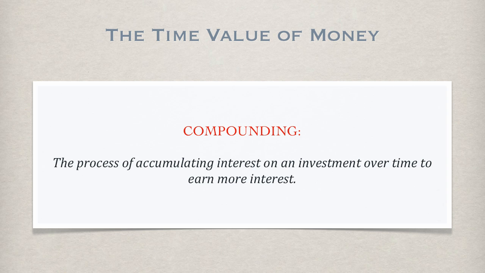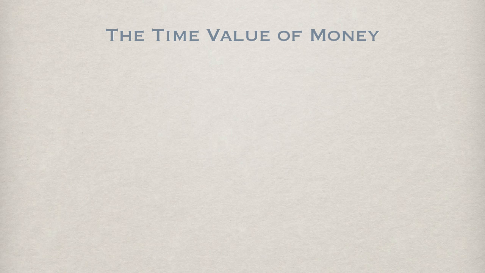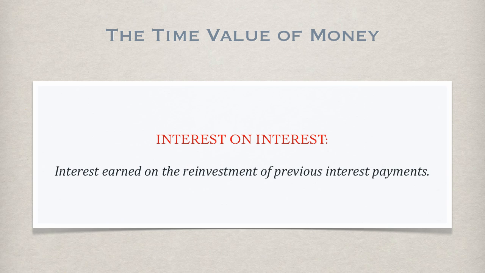Compounding is defined as the process of accumulating interest on an investment over time to earn more interest. It's also known as interest on interest, which means interest that is earned on the reinvestment of previous interest payments.